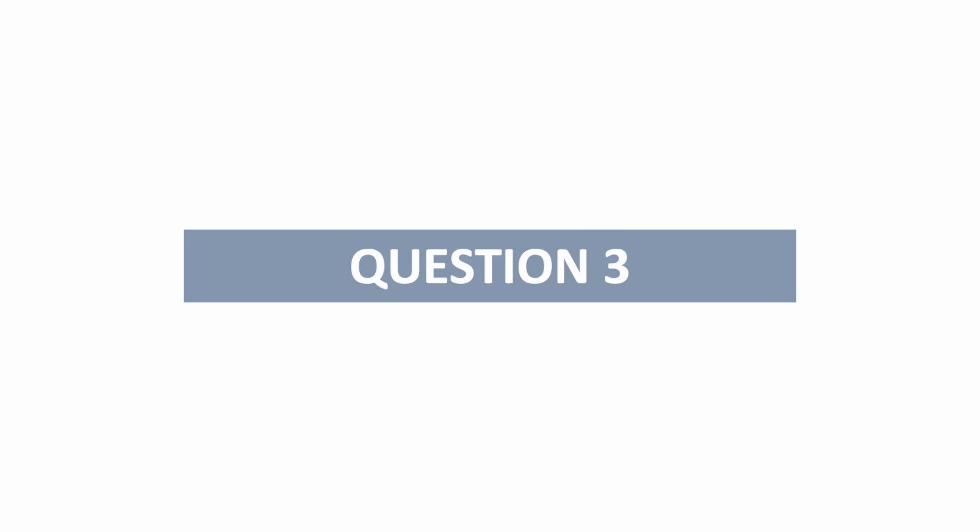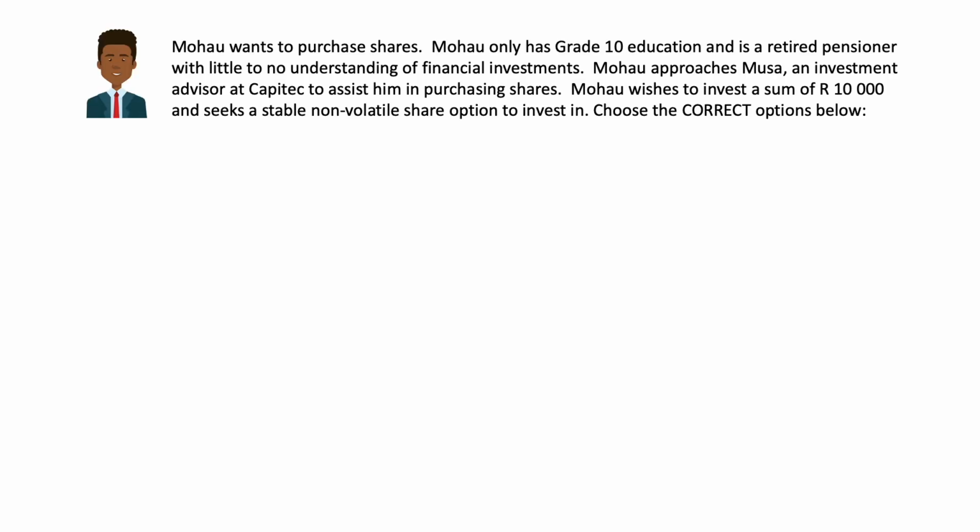Question 3. Mohau wants to purchase shares. Mohau only has grade 10 education and is a retired pensioner with little to no understanding of financial investments. Mohau approaches Musa, an investment advisor at Capitec, to assist him in purchasing shares. Mohau wishes to invest a sum of 10,000 Rand and seeks a stable, non-volatile share option to invest in.